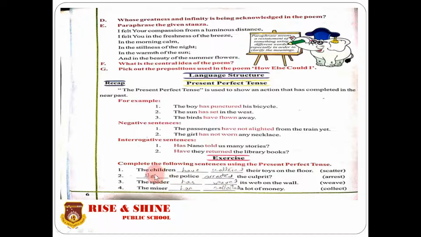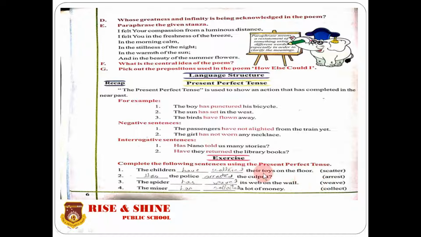Number 2. Gap is given, the police, then again gap, the culprit, question mark. It means it's an interrogative sentence. And which verb is given here? Arrest. Arrest is the first form of verb. What is the third form of verb? Arrested. And which helping verb are you going to use for police? Police as a collective noun, we are going to use has. Now the sentence will be like that. Has the police arrested the culprit? Number 3. The spider, two gaps are given, its web on the wall. And then again form of verb is given, weave.